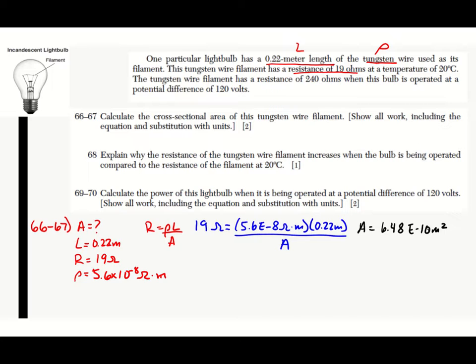So that's a really small cross-sectional area. We're used to seeing a lot of cross-sectional areas that are 1,000 times bigger, in the 10 to the negative 7 range. But in this case, we have a very small one.